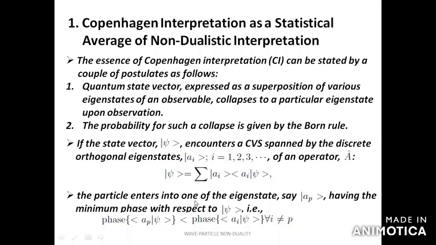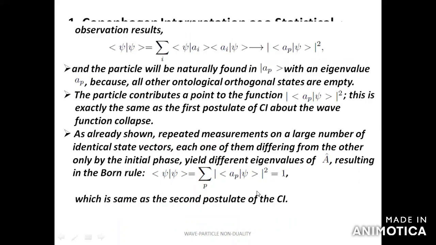So the particle enters into one of the eigenstates, say this one. I am putting the index P to say that this is the state where the particle is there. Only this one state has the minimum phase and the particle will enter there, and we are labeling that state as A_P, P for particle.